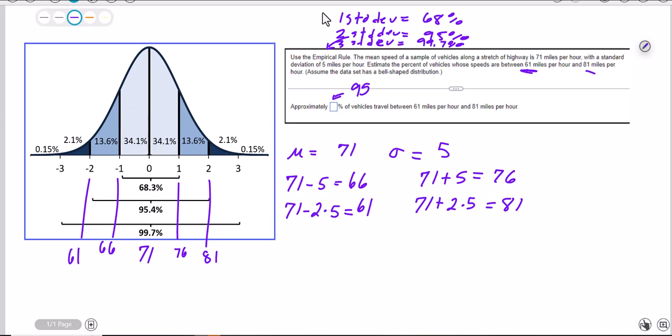But this is an important curve, this empirical rule, with the normal curve, because it makes it very easy to find these. So if it asks me, what is between 61 and 71, then what I could do is add these probabilities. That would be between 61 and 71. So this is a good little graph to have so you can add these probabilities.